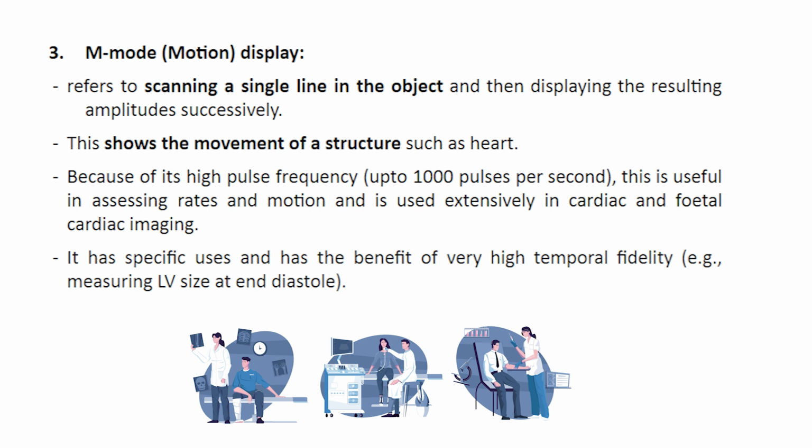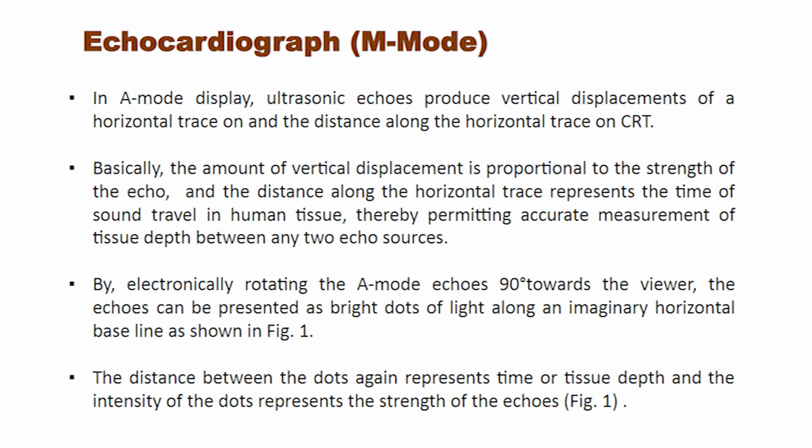Now, we will see echocardiograph M mode in detail. In A mode display, ultrasonic echoes produce vertical displacement of a horizontal trace on the CRT. Basically, the amount of vertical displacement is proportional to the strength of the echo, and the distance along the horizontal trace represents the time of sound travel in human tissue, thereby permitting accurate measurement of tissue depth between any two echo sources.